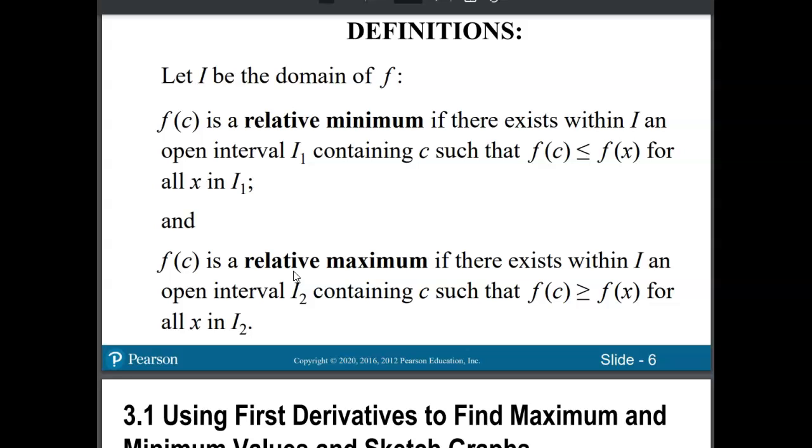All right, f of c has a relative max if there exists some open interval I2 containing c, such that the y value at c is greater than or equal to f of x for all x in that smaller interval. So if this value is larger than or equal to all other y values in a close vicinity, then we would have what we call a relative max.